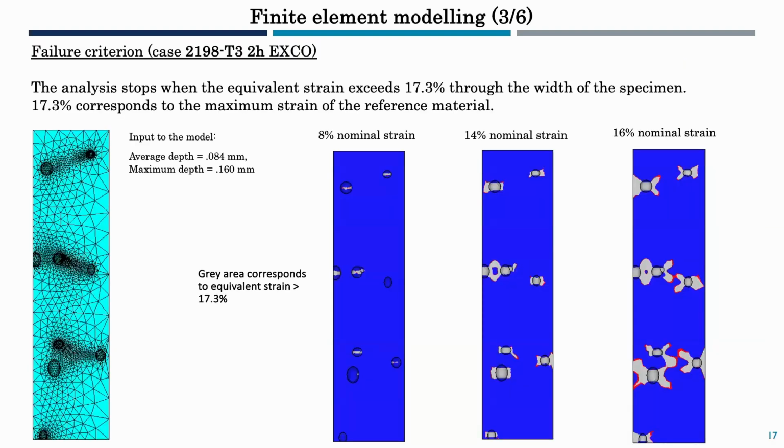So here you can see this is 2198 at 2 hours EXCO. Initially, this is it, and if you apply 8% nominal strain, then with the gray area you see that the damage area is elongated. With higher nominal strain, the damage area is more expanded, and here is where we stop, when all the damage area is unified, and then we have damage all over the width.